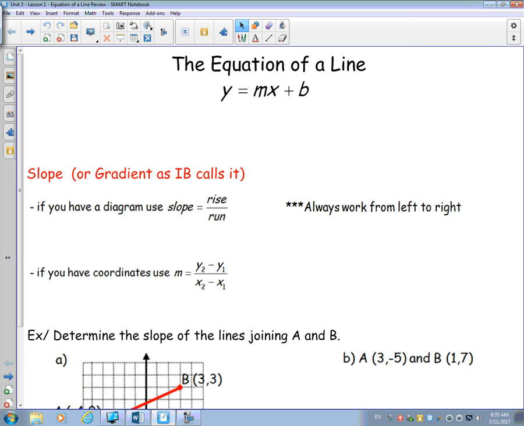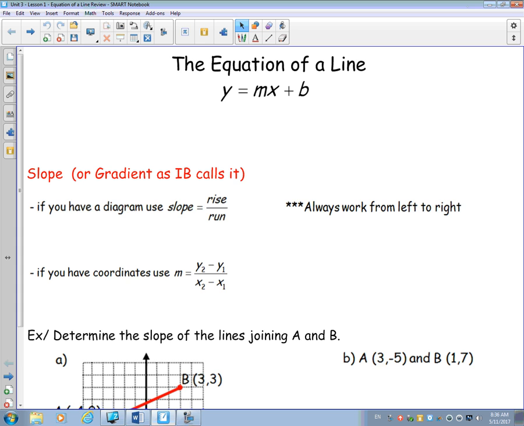In this lesson, we're going to go over some of the things from grade 9 about lines, the equation of a line in particular, mx plus b, hopefully you remember, that are important for us when we look at this next unit. Our next unit is all about analytic geometry, so analyzing things using geometry, using lines, if you will.